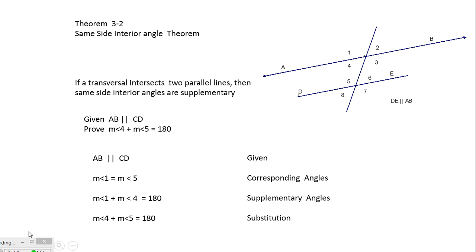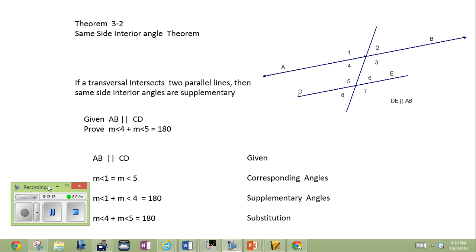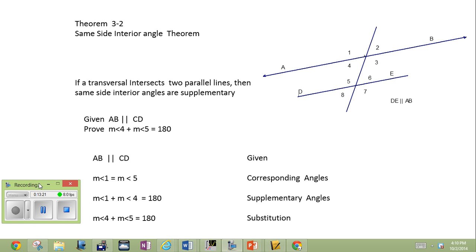There you go, guys. Okay, watch that again. You need to. There's some vocabulary. We're going to do some proofs. We're going to look at some more of this stuff tomorrow.